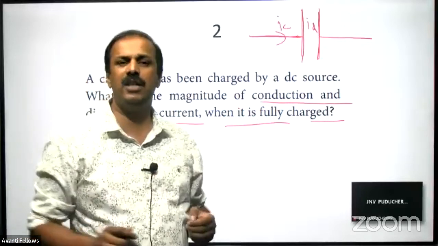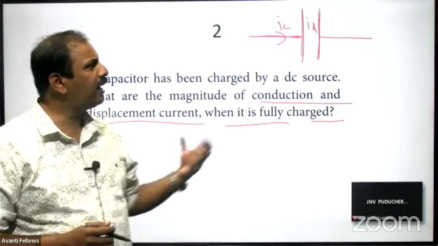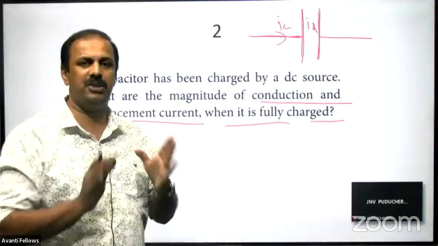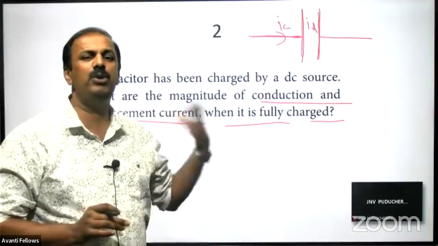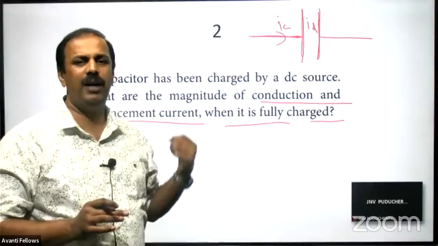When it is completely charged, no current will pass through that one. Generally in the question, the capacitor will be in the steady state. Steady state means it is completely charged. It takes a very small time only to charge, and after that, it will be in steady state. So during charging time, current will be there.